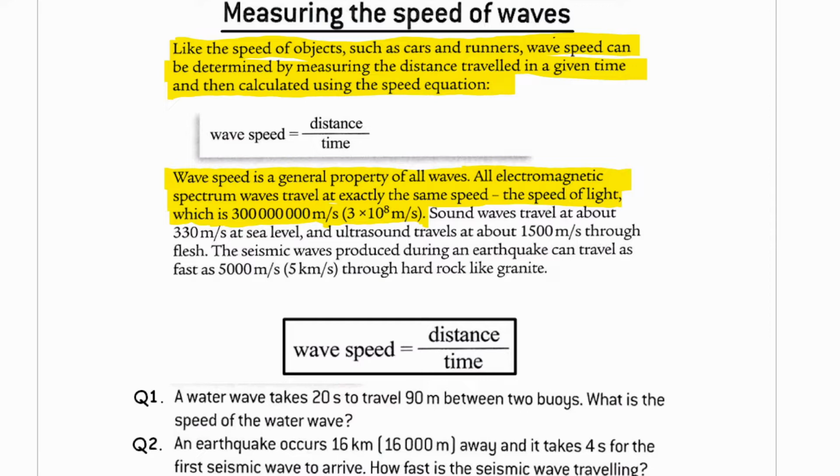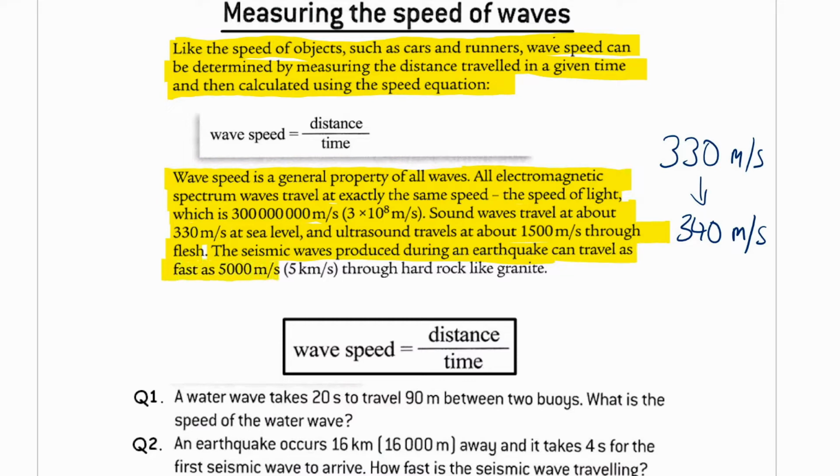Sound waves are much slower. Sound waves travel at about 330 meters per second at sea level, and ultrasound travels at about 1,500 meters per second through flesh. Well, when we talk about sound, we usually use 330, sometimes up to 340 meters per second for the speed of sound in air. It does depend upon the temperature and other factors to do with the air, but generally speaking, those are the values. Seismic waves produced in an earthquake can travel as fast as 5,000 meters per second.